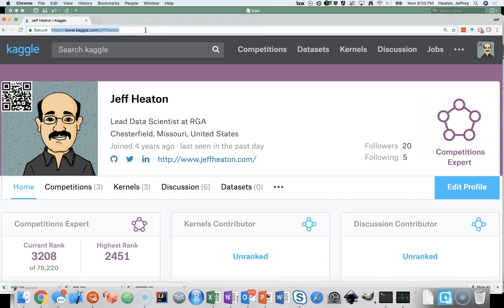www.kaggle.com/Jeff Heaton. And again, you don't have to use your real name. But I need to know who you are so that I can give you a grade. And if you're on a team, just tell me your other team. Every teammate needs to submit it. But if you're a team of 3, all 3 of you should submit the same 3 URLs as your team.